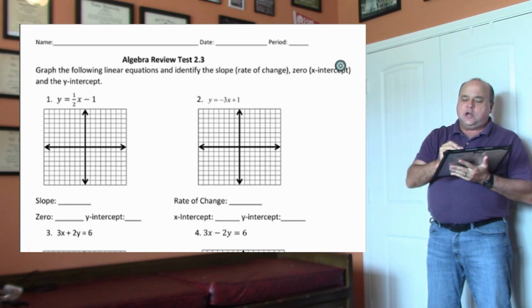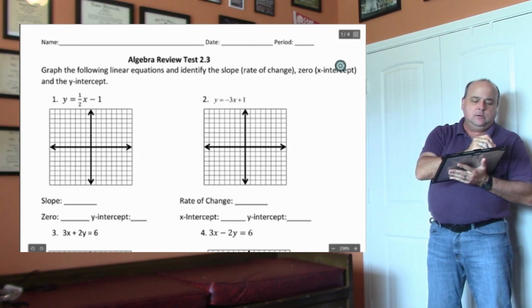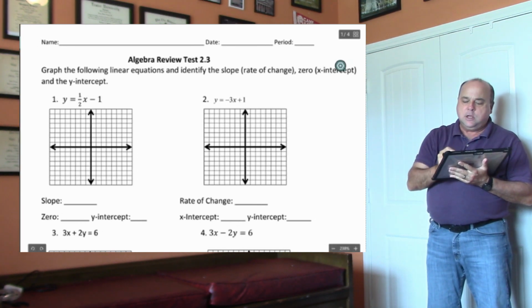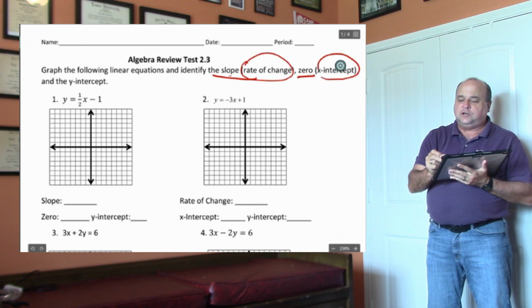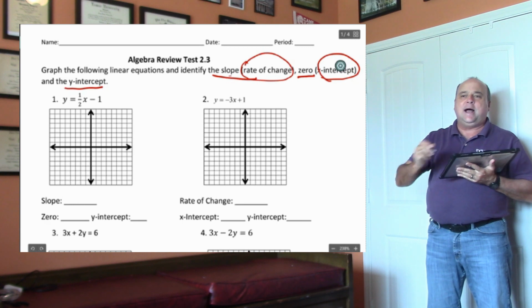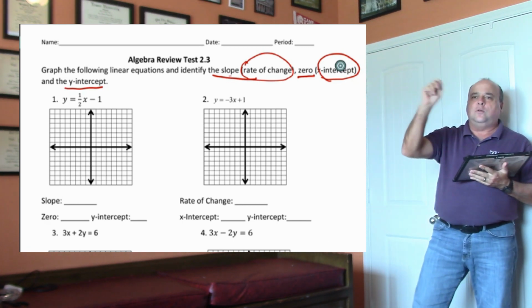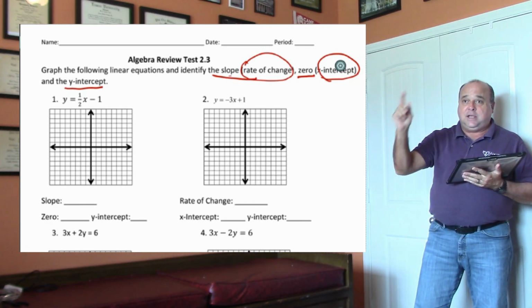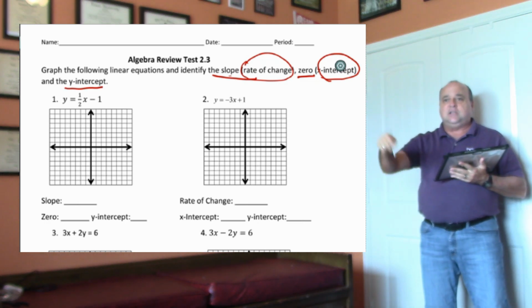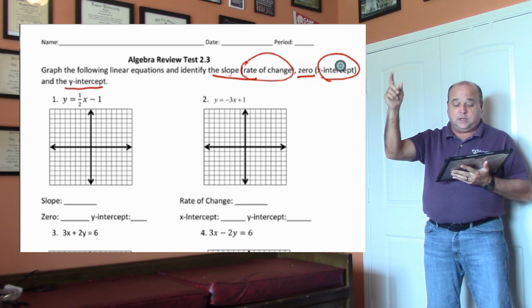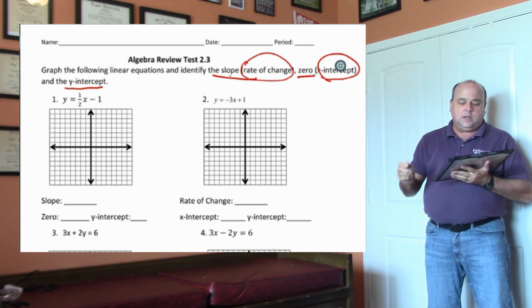Very important. You need to know how to get the slope, which is your rate of change, the zero, which is your x-intercept, and the y-intercept. You need to know what all those points mean, okay? The x-intercept, the y-intercept, and what that slope is. The x-intercept is going to be your zero of the function, okay? So let's get rocking and rolling.